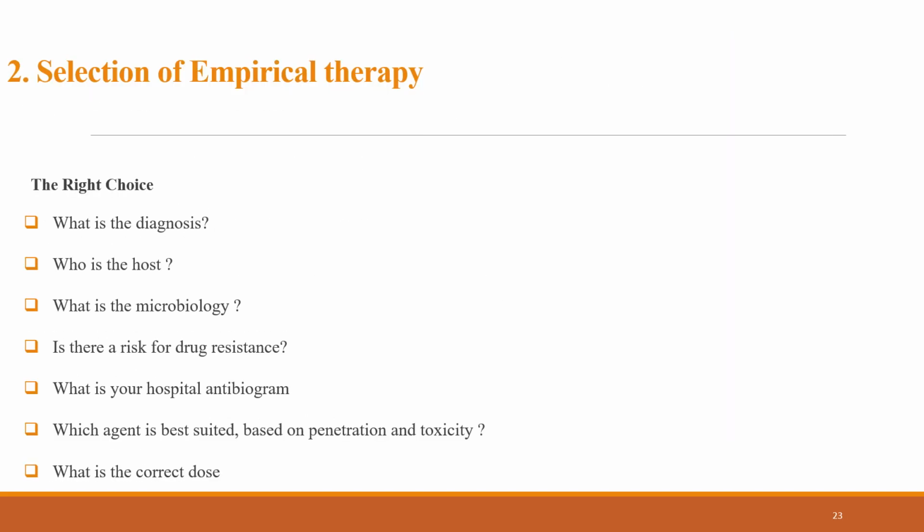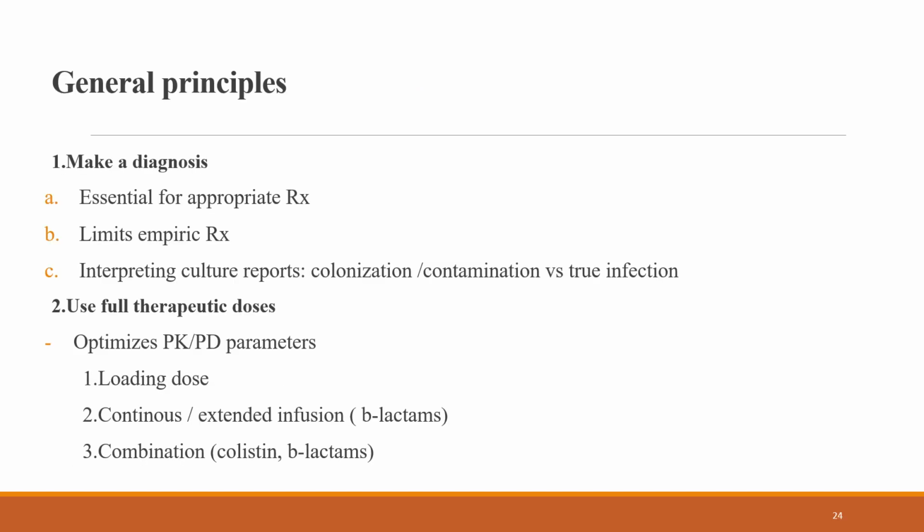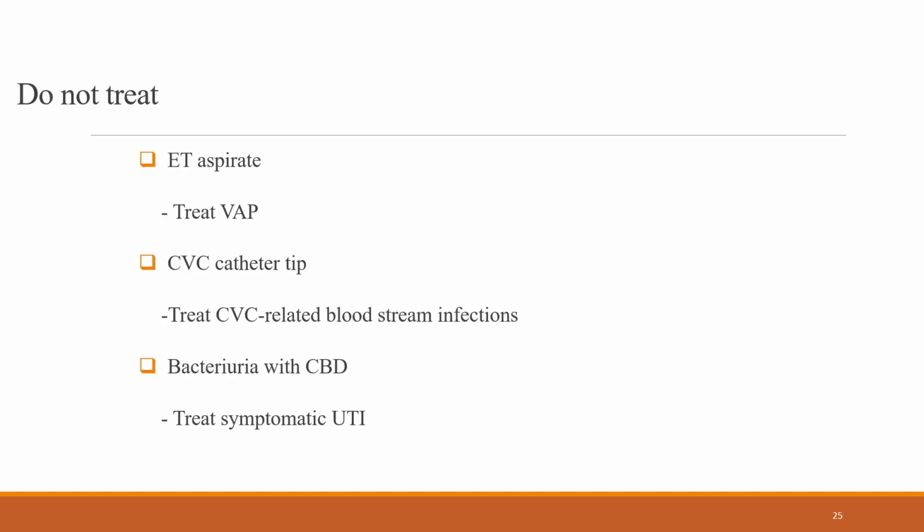The right choice depends upon what the diagnosis is, who the host is, what the microbiology is, whether there is risk of drug resistance, what your hospital antibiogram is, which agent is best suited, and what the correct dose is. General principles are to make a diagnosis, which is essential for appropriate treatment, limit empirical therapy, interpret the culture reports, and use full therapeutic doses. For optimizing the PK/PD parameters, use loading doses and extended infusions. Do not treat endotracheal aspirate, CVC catheter tip, or bacteria in the common bile duct colonization.